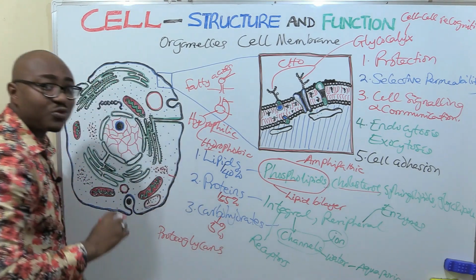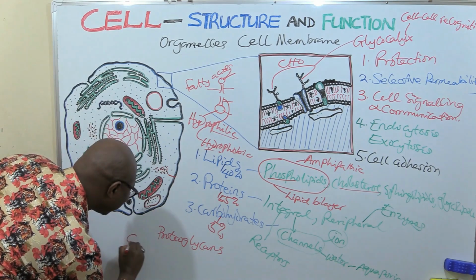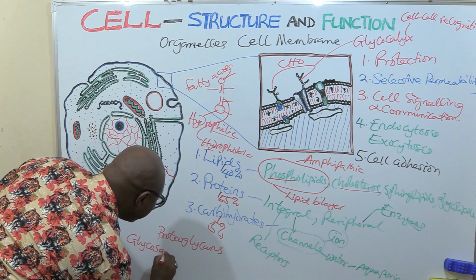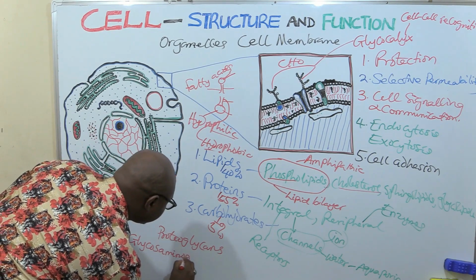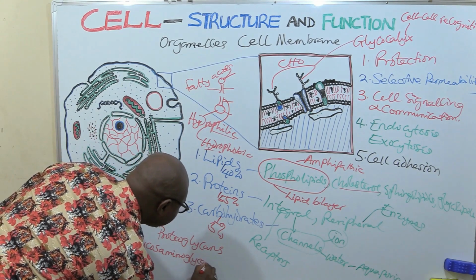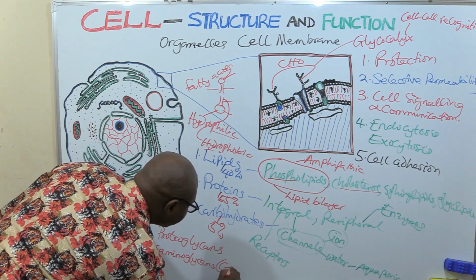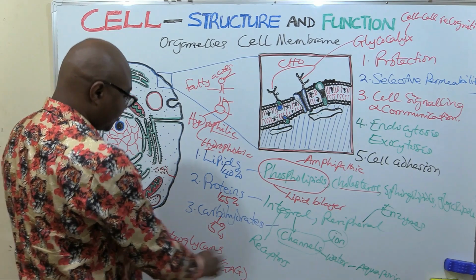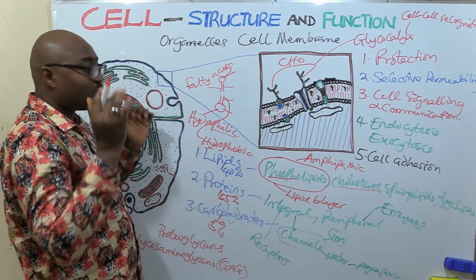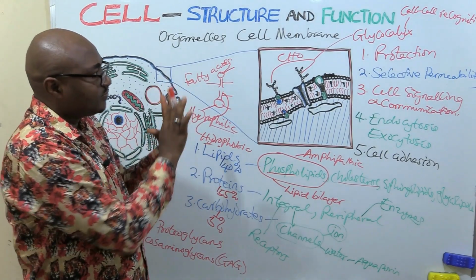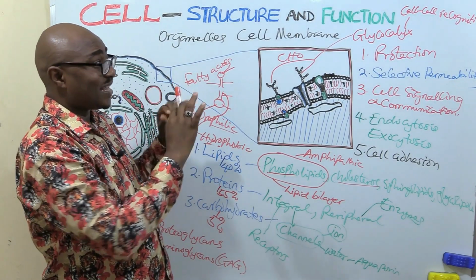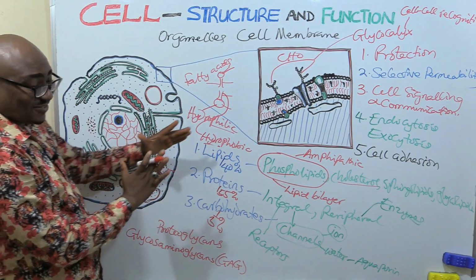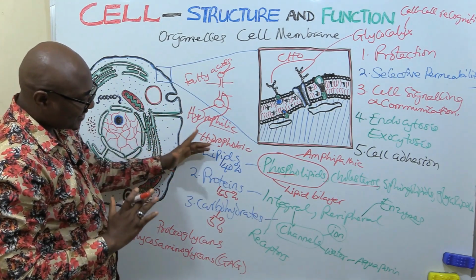Let me write it here. Proteoglycans. They can also come in the form of glycosaminoglycans, GAG for short, and also glycoproteins. So those act to help in cell-to-cell recognition. It's not so difficult, just go systematically.